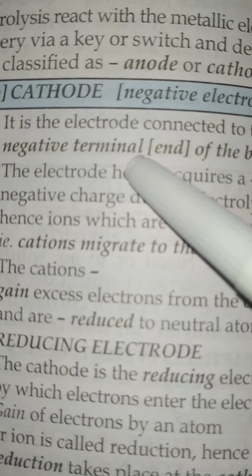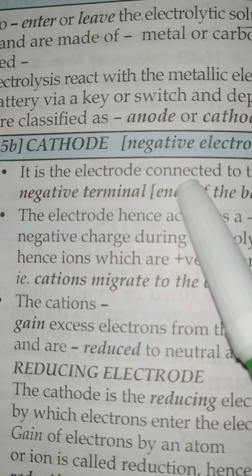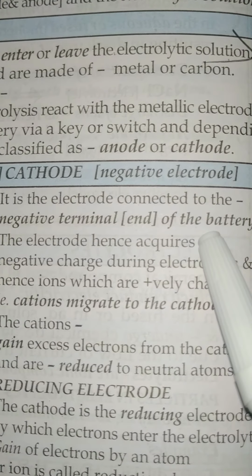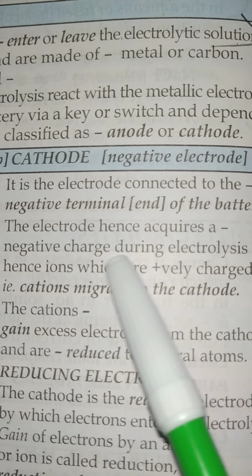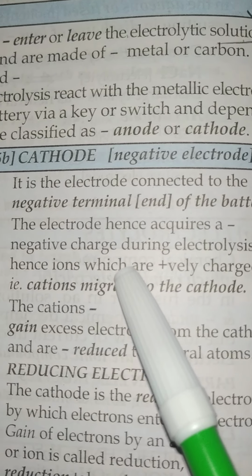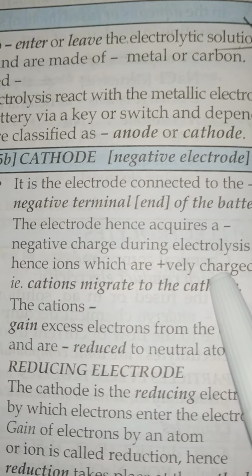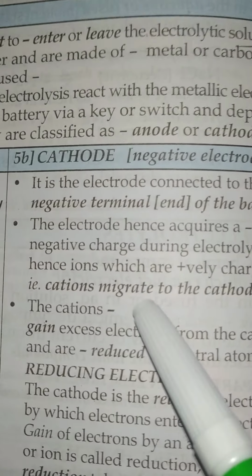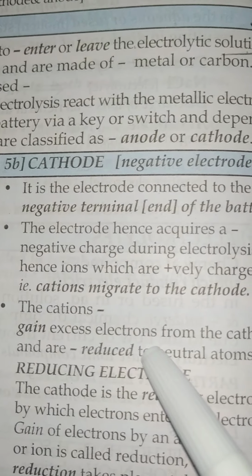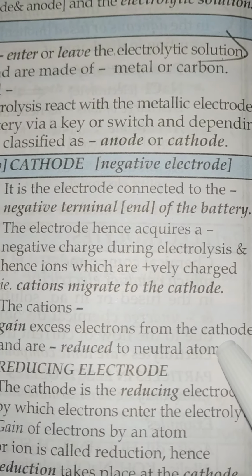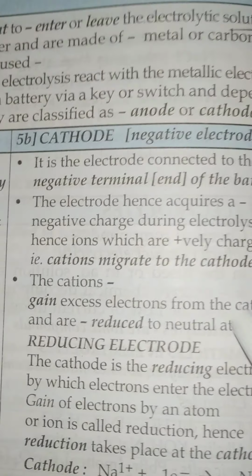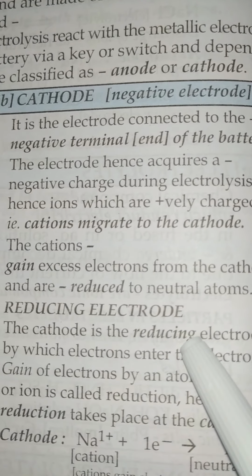Now cathode is a negative electrode because it is connected to the negative terminal of the battery, so it acquires a negative charge. That's why the positively charged ions will migrate towards the cathode. Now the cations will gain excess electrons from the cathode, and they are reduced to neutral atoms. Cathode is known as the reducing electrode.